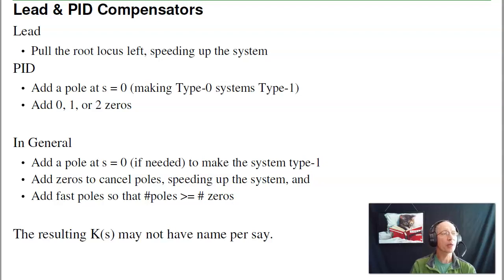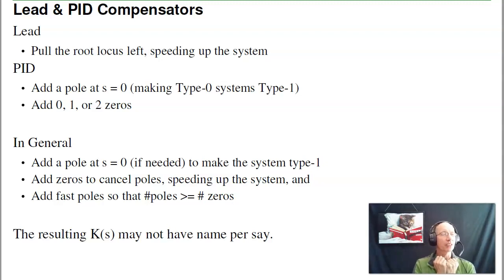Now where we're at, we've got a couple techniques to design feedback controllers. I can use gain compensation, just crank up the gain and adjust till you get your desired overshoot, like 20%. If that's not good enough, if I need a faster system, I can use the lead compensator. The lead compensator pulls the root locus left, speeding up the system. Or I could use a PID compensator.